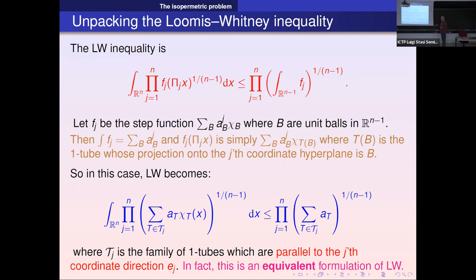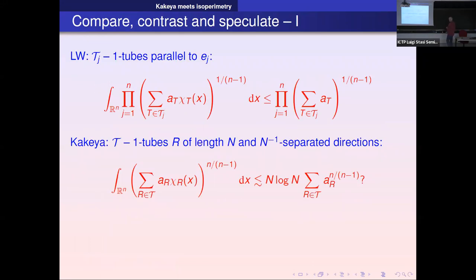And this is the formulation I want to focus on because it's similar in spirit to the formulation of the Kakeya problem. So it's Kakeya meeting Loomis-Whitney. The Loomis-Whitney inequality, just to remind you, is this inequality here where we take curly T_j to be the family of all unit tubes which are parallel to e_j, we take the product of these families raised to the power 1 over n-1, and we dominate by the product of the little l1 norms of the coefficients. And in the Kakeya maximal problem, the tubes have length R, whereas in the Loomis-Whitney case, my tubes are infinitely long in both directions. In the Kakeya case, they have length n, and they have a condition on the directions: they must be n to the minus one separated.